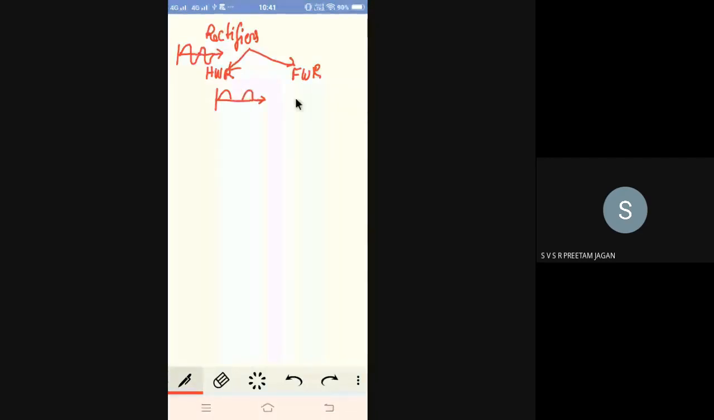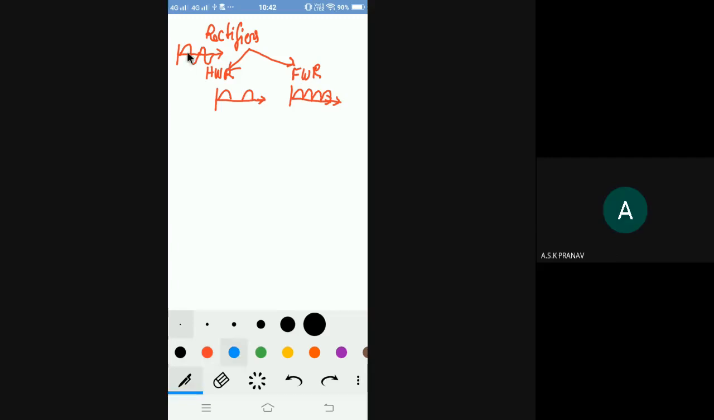So, this is the output waveform of a half wave rectifier. This is the output waveform of a full wave rectifier. From this figure, can anyone say what the difference is between a half wave and a full wave rectifier? A half wave rectifier only converts one positive half cycle, whereas a full wave rectifier converts both positive half cycles and negative half cycles.